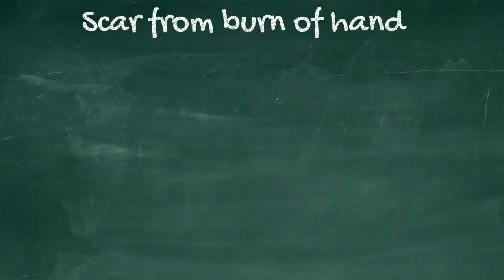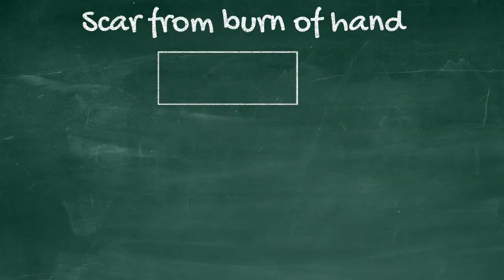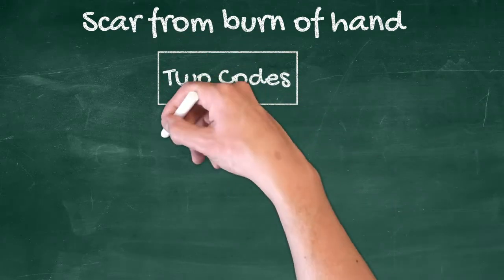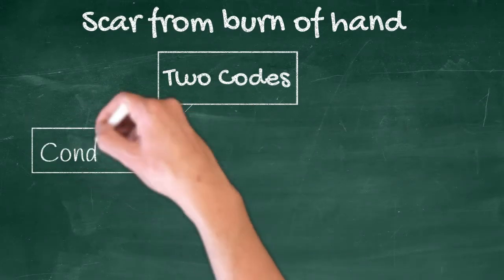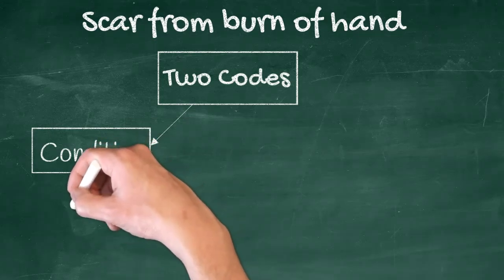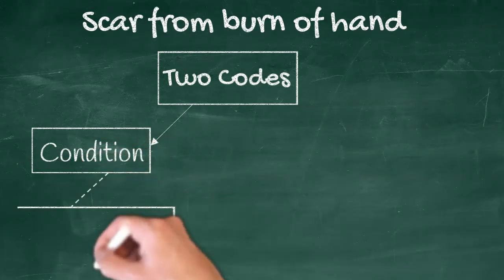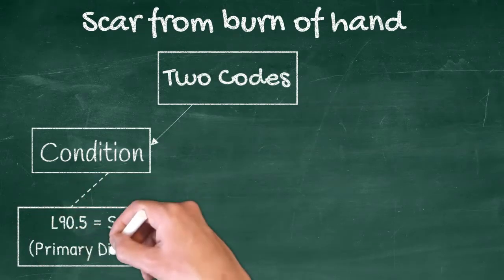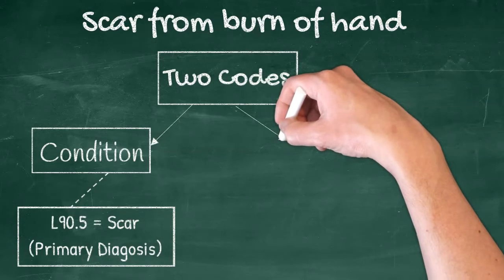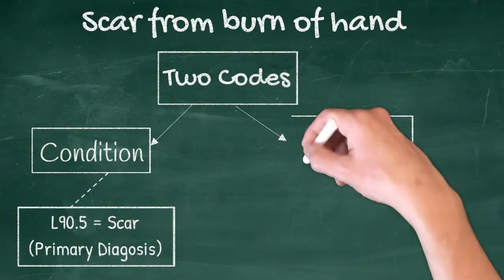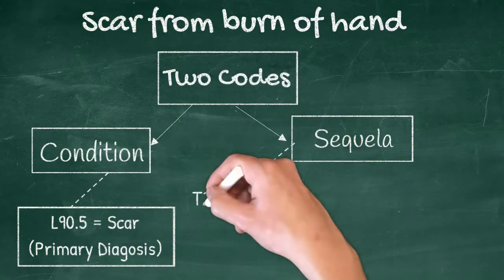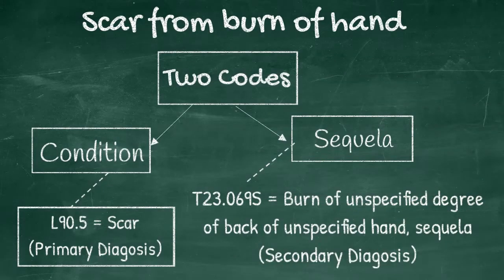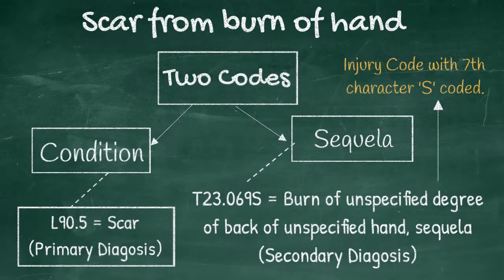Another example for late effects due to an injury is scar from burn of hand. We are going to use two codes as per the guidelines. The first code will be the code for the condition, and in this example, the condition is the scar. So L90.5 will be coded as the primary or principal diagnosis, whereas the late effect or the sequela code of the burn of the hand will be coded as the secondary diagnosis, that is T23.069S. A guideline tells us to use the seventh character code for the injury conditions.